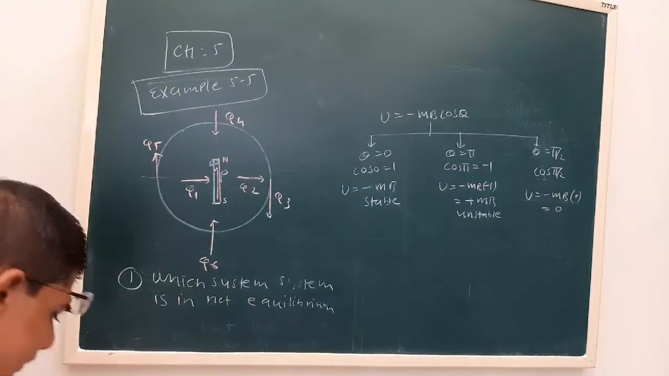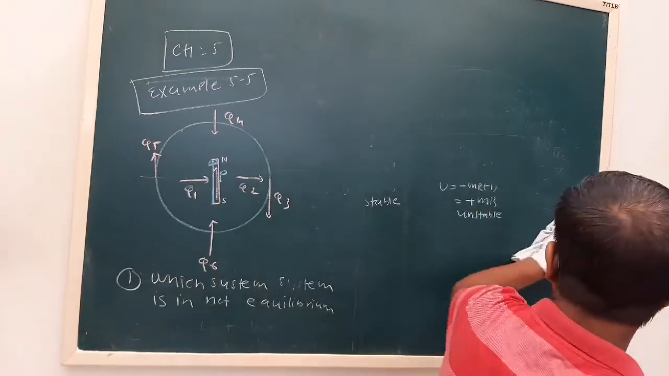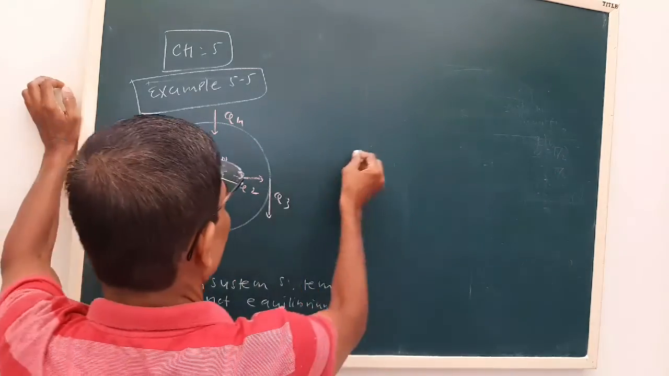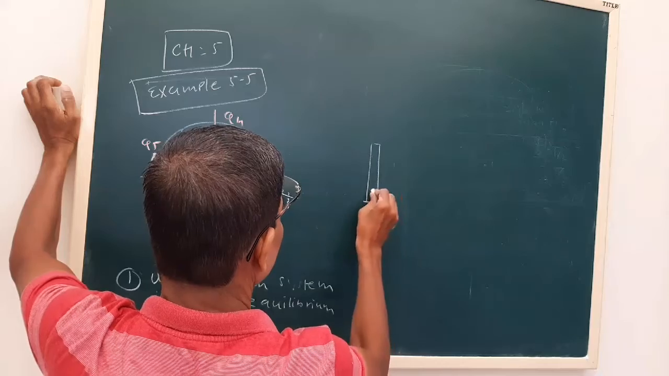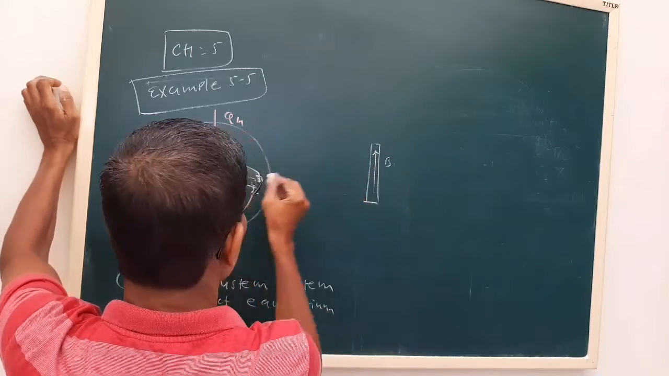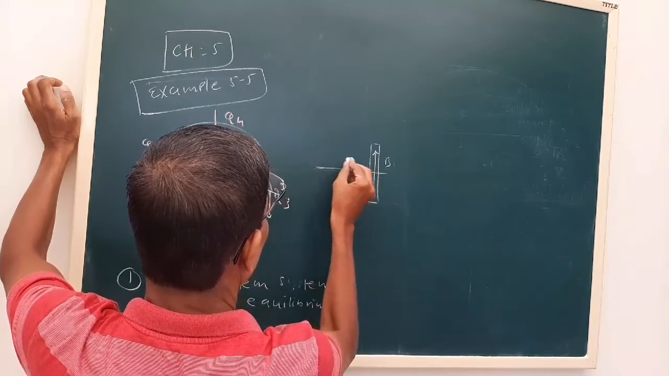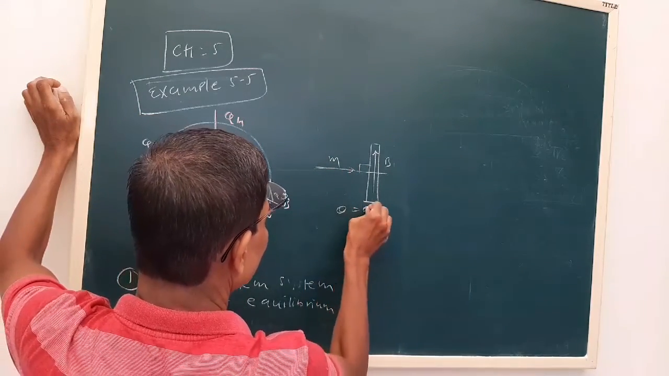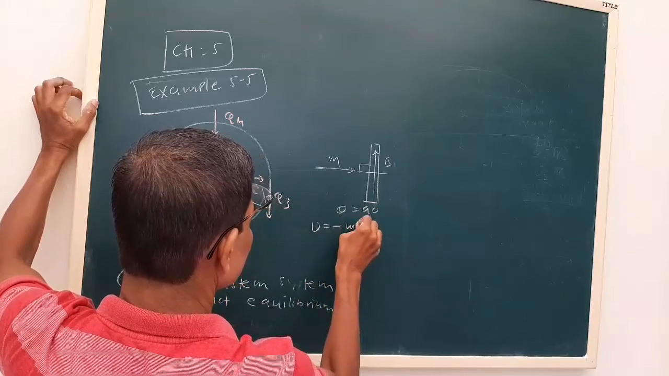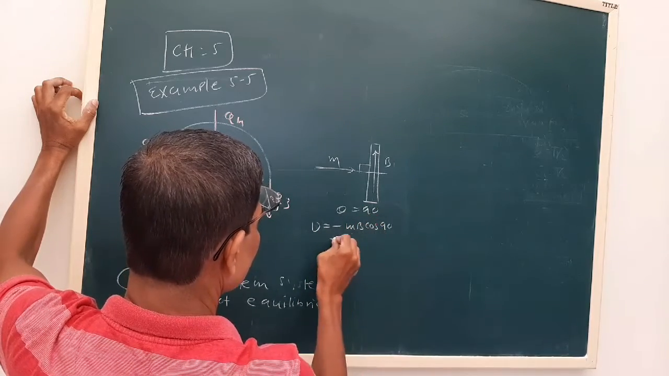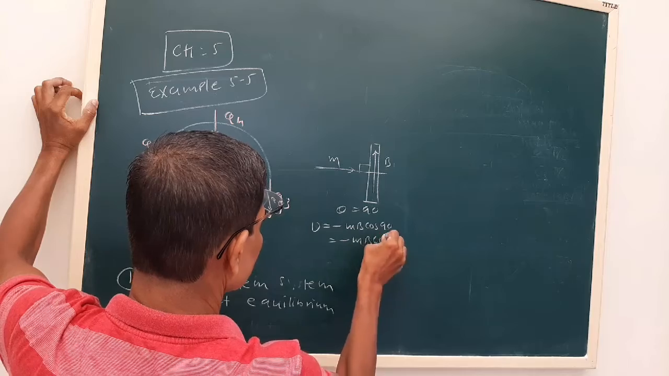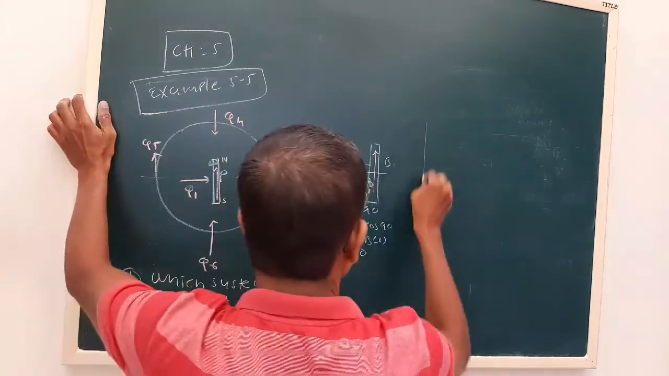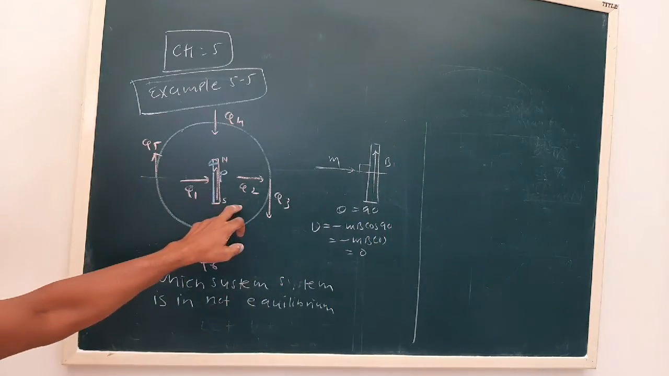Now see, consider the case Q2. This is the magnetic field B, and in Q1 this is the dipole moment M. What is the angle here? 90. Theta is 90. Cos 90 is 0. So this is not equilibrium. Now similarly we can consider Q2 also.